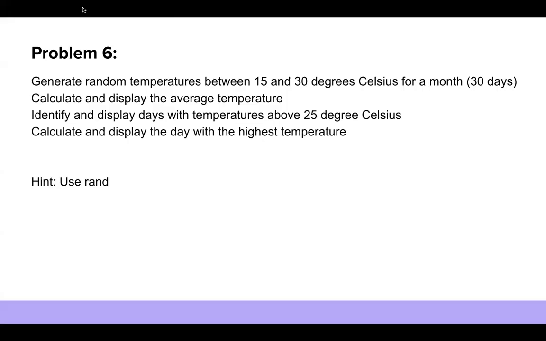Okay. So we need to generate random temperatures between 15 and 30 degrees Celsius for a month and calculate the average temperature of it. Then you have to display the days which have temperatures above 25 degrees Celsius, and calculate and display the day which has the highest temperature. For generating random numbers, you can use the inbuilt MATLAB command, which is rand. We'll go to the code.